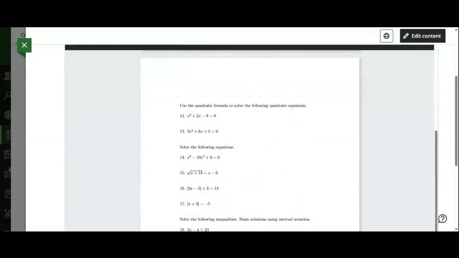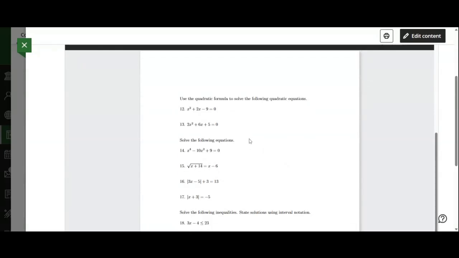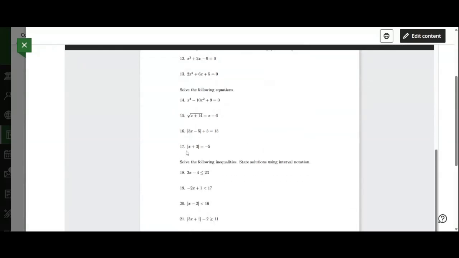12 and 13 are using the quadratic formula. That's the first thing we're going to look at tonight. 14 through 17 all come from section 1.6. That's what we're going to cover in the second part of class tonight.